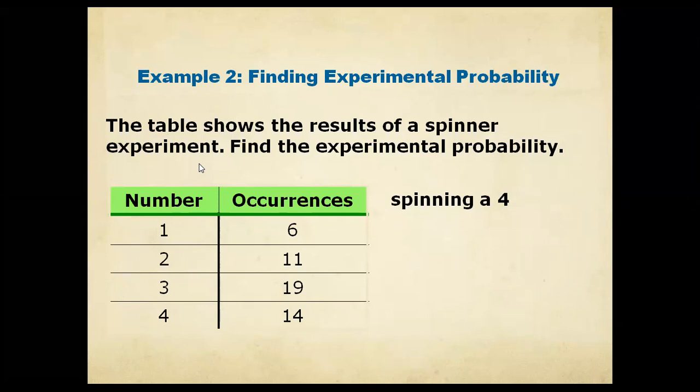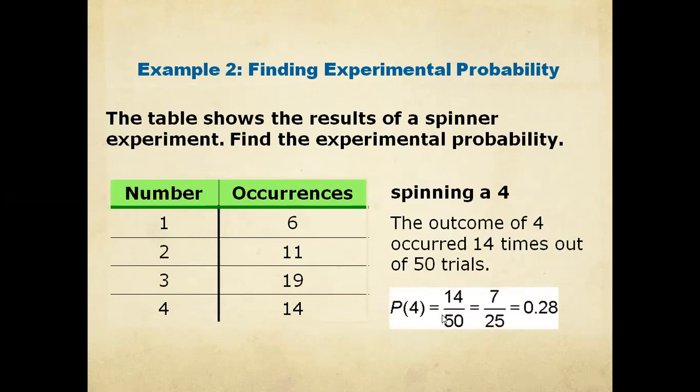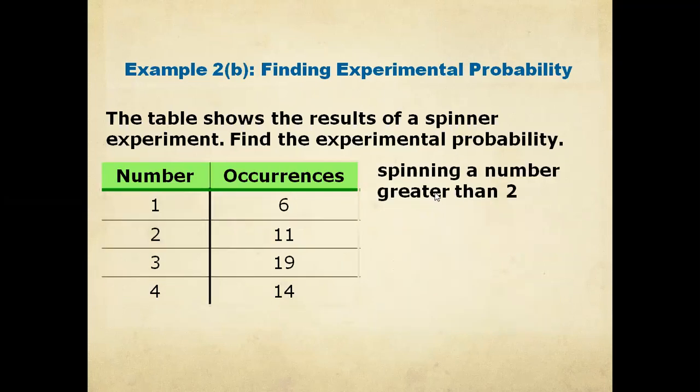It's out of 50. Out of 50, yes. You add the frequencies of each one, 6 and 11 and 19 and 14, you get a total of 50. So the outcome of 4 occurred 14 times out of 50 trials. So we write the probability as 14 out of 50 or 7 over 25 in simplest form or 0.28 as a decimal. Okay, thank you, Lian.